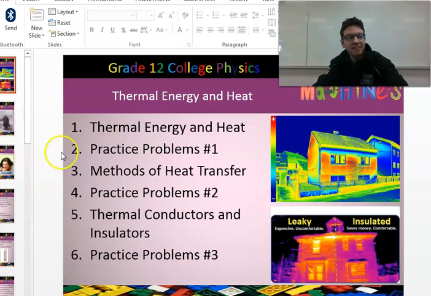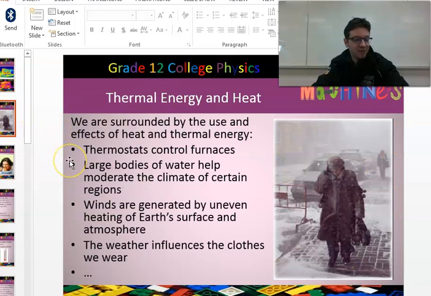Alright, so today's lesson is an introduction to thermal energy and heat. Up until now, in school, we've been using those two terms as if they're the same thing, but today we're going to learn they're not. Okay? And there's lots of other terminology we're going to learn today.